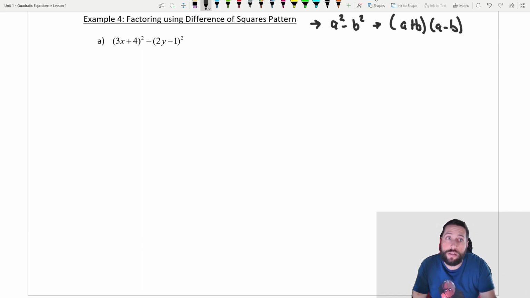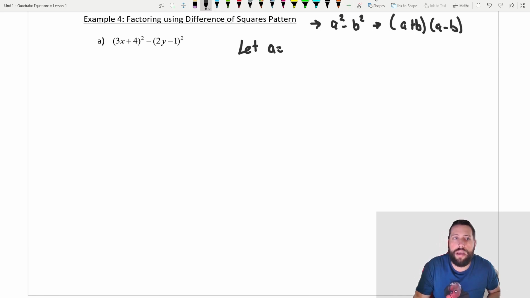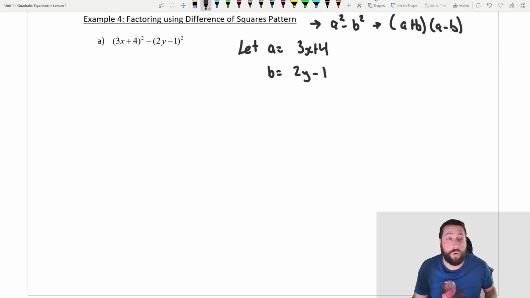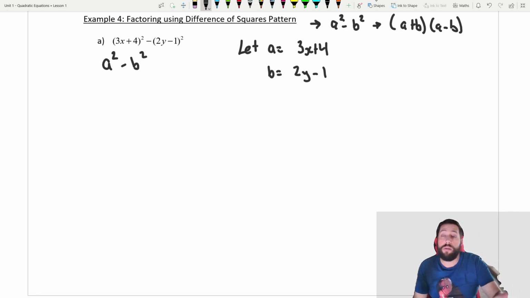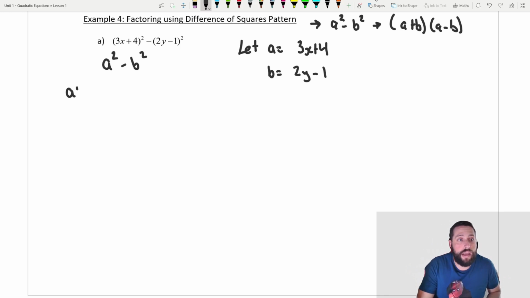So we're going to change using let statements again. For example, the 3x plus 4 we'll change so that it's a, and the 2y minus 1 we'll change so that it's b. So we're going to go let a equal 3x plus 4 and b equal 2y minus 1. Now that we've said that, we can redistribute. So we can go a squared minus b squared. Well, again, a squared minus b squared as written at the top, that's going to be a plus b, a minus b.